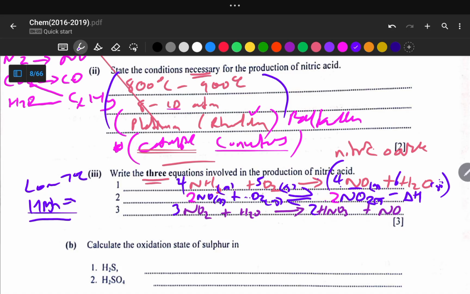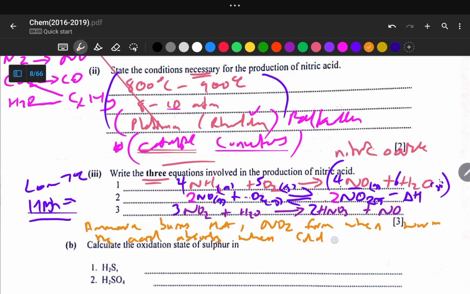So for you to understand conditions of the Ostwald process, you need to know this mnemonic by heart. So the mnemonic says ammonia burns hot, and then nitrogen dioxide forms when warm, and then the acid absorbs when cold, and all need little push. So this is the mnemonic you need to know for the Ostwald process.